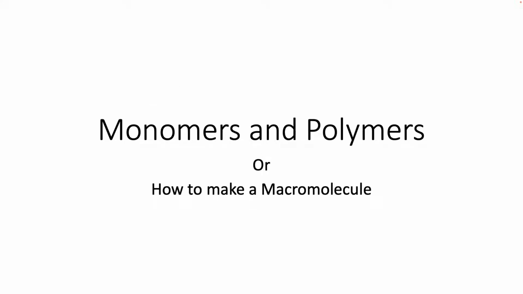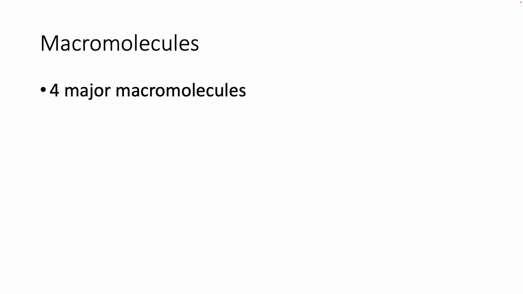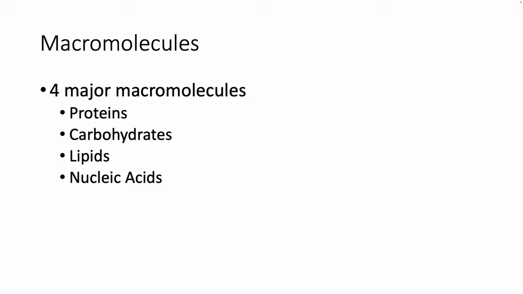Welcome back. Today we're going to be talking about monomers and polymers. Polymers are very large molecules. Sometimes people call them macromolecules. And there are four major macromolecules that are essential to life. You've probably heard about them before if you've ever looked at a nutrition label. We have proteins, carbohydrates, lipids, and nucleic acids.